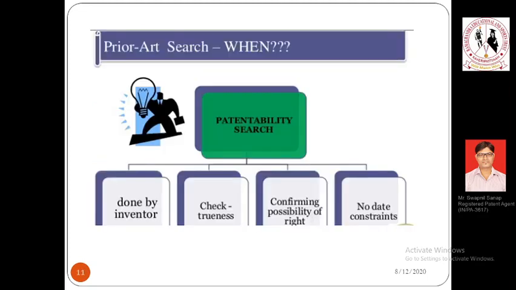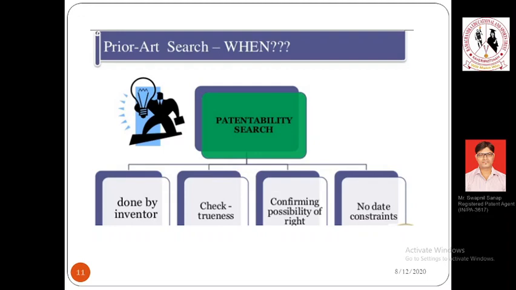Moving on, when to do a patent search or a prior art search, especially the patentability search. Like I told you, patentability search is a search which will help you to decide whether the three criteria, novelty, inventive step and industrial applicability, are being achieved by your invention or not. So this search, as I told you in the previous slide, is expected to be performed before you file a patent application at the patent office, right?